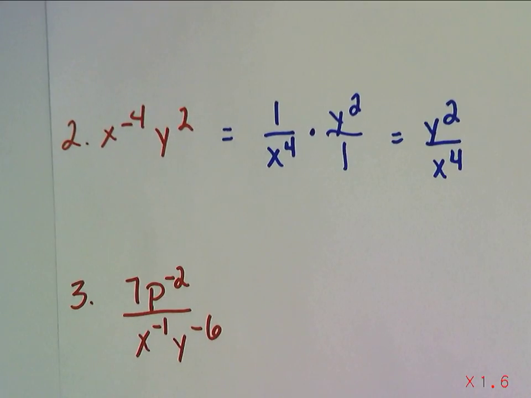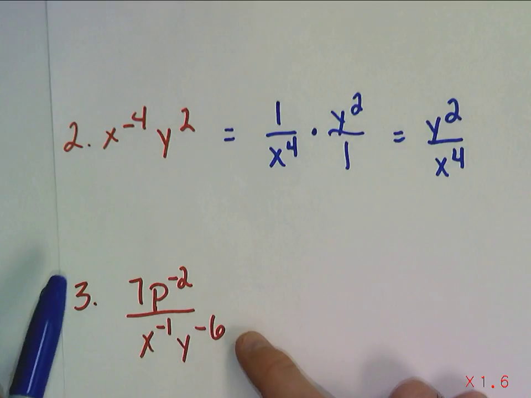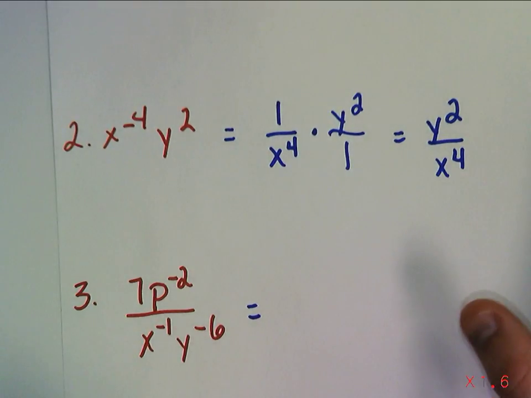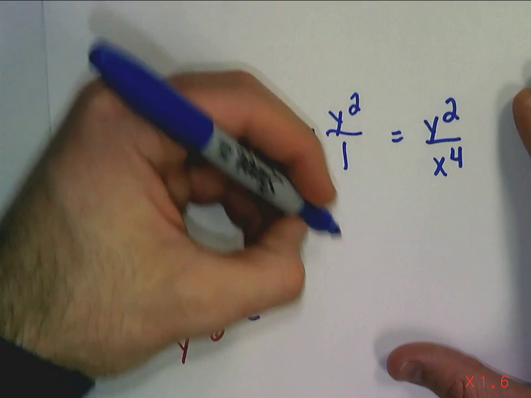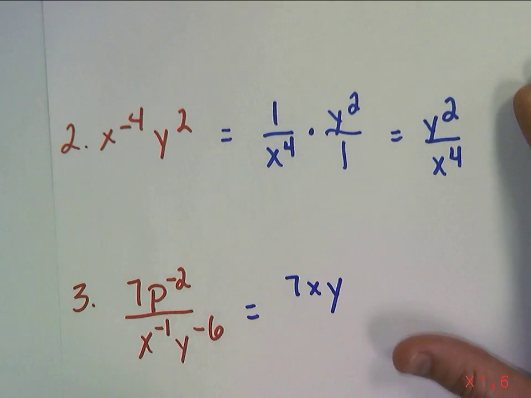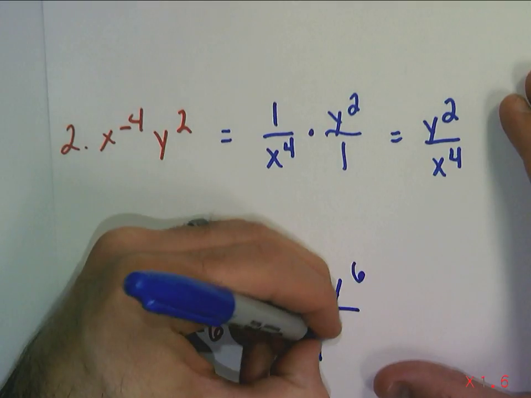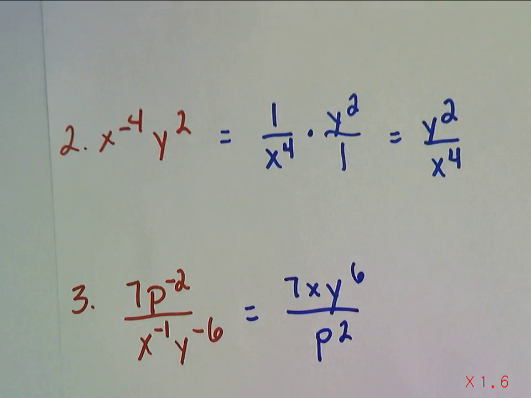So again, I want you to try number 3, so go ahead and pause the video here, and I will give you an opportunity to try it, and then if you don't get it right, try it again, and if you need more help, please ask me. So a correct answer here would be 7xy to the 6th over p squared. That's your correct answer on that one.